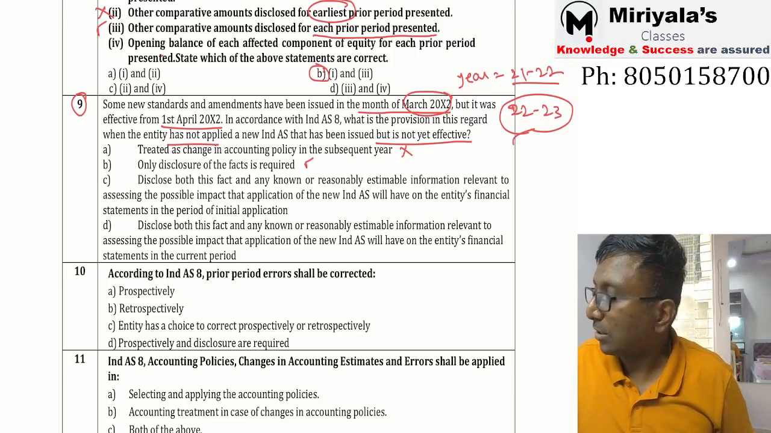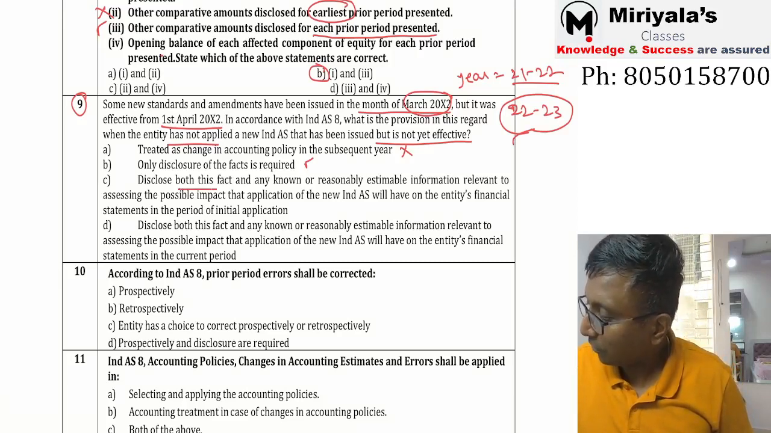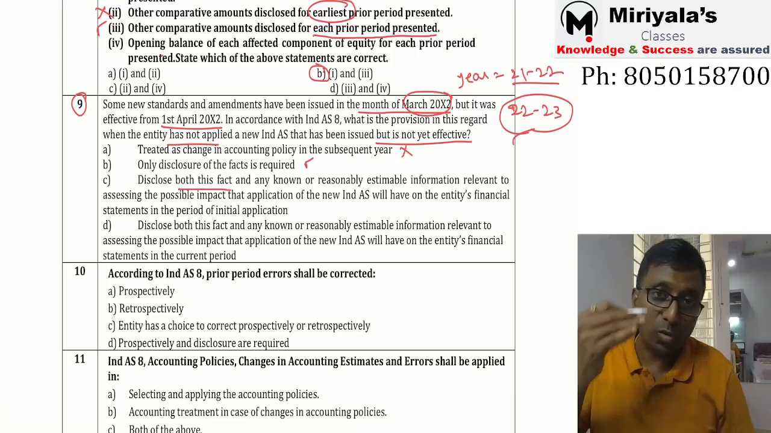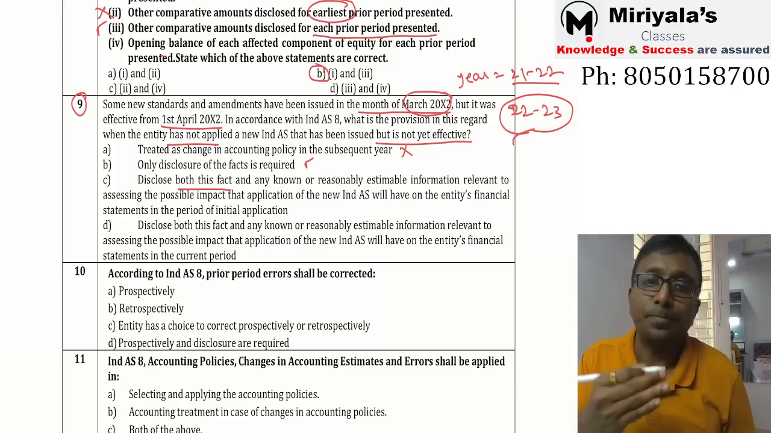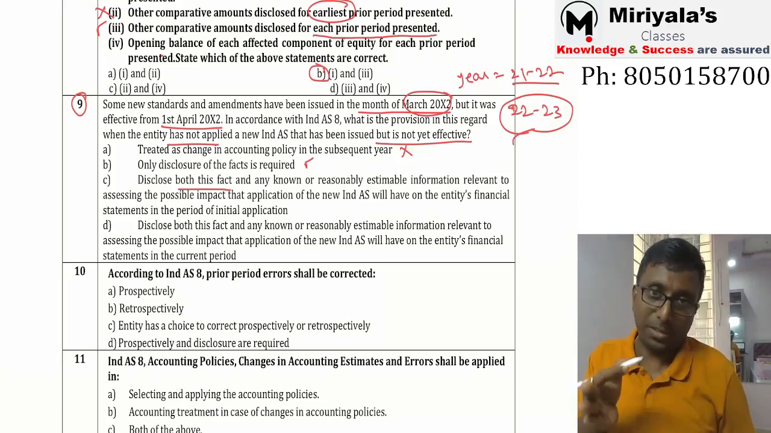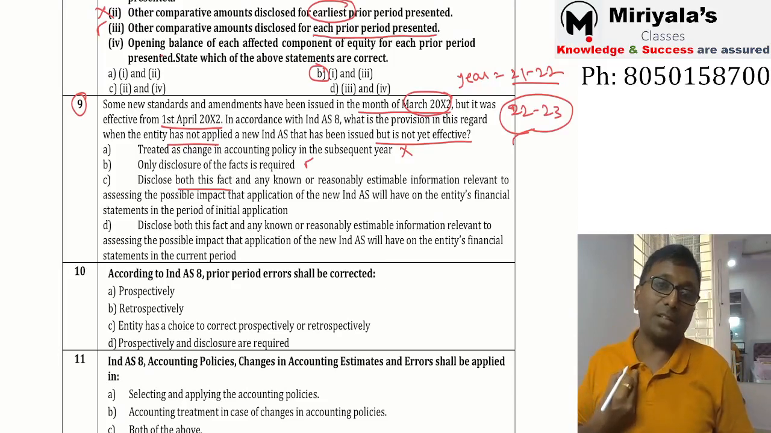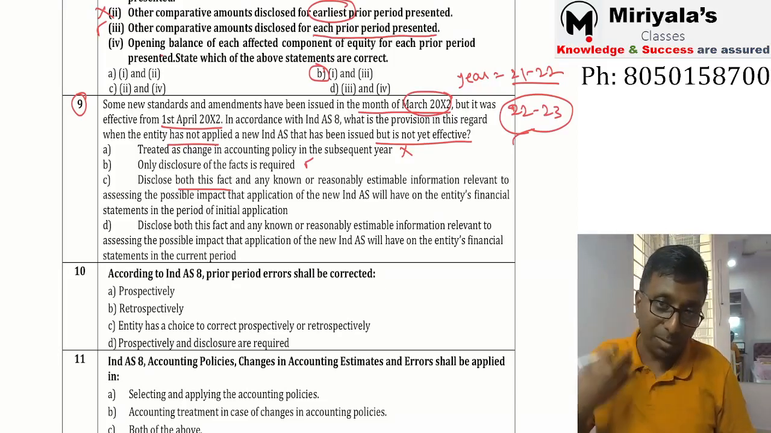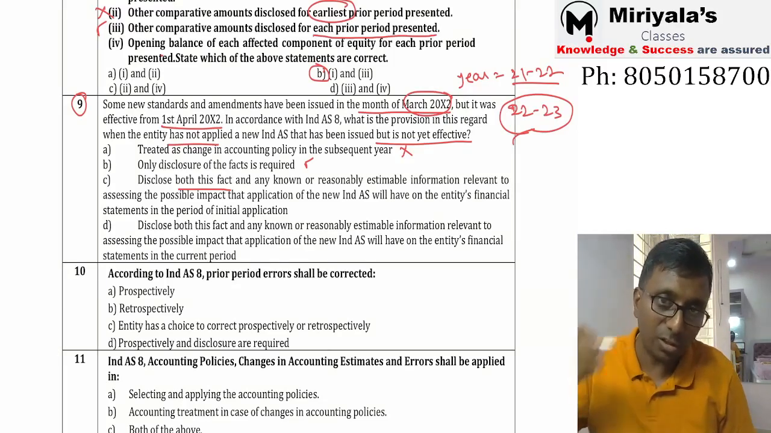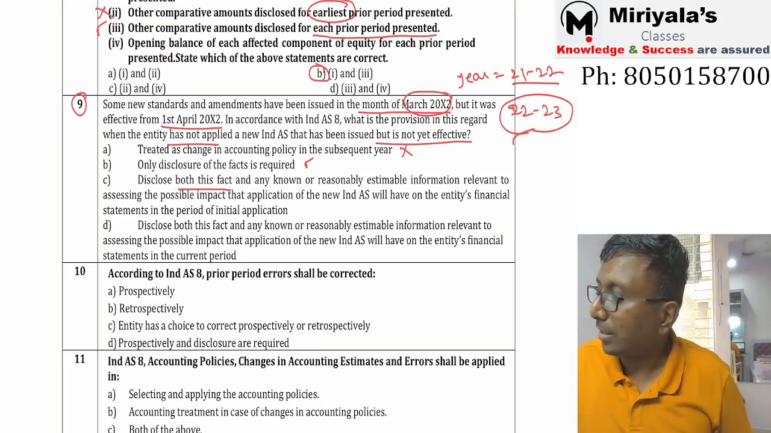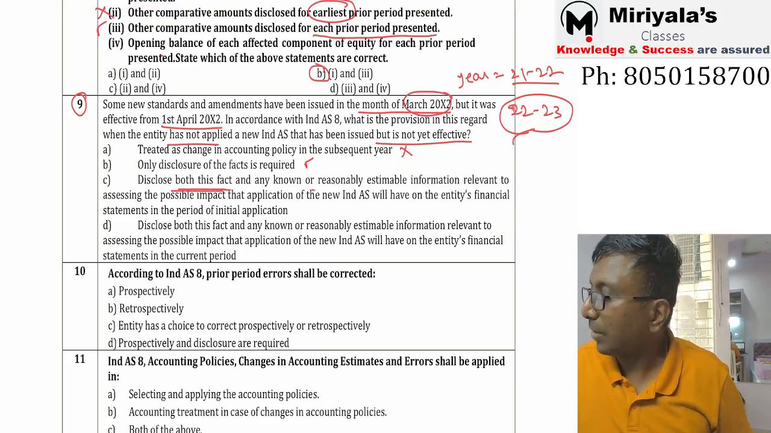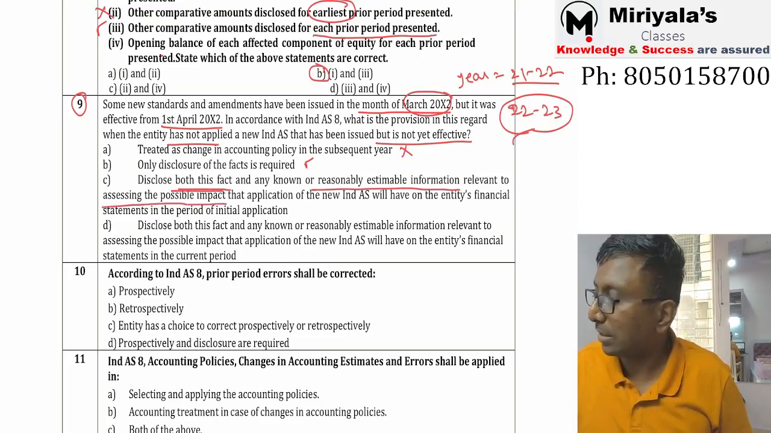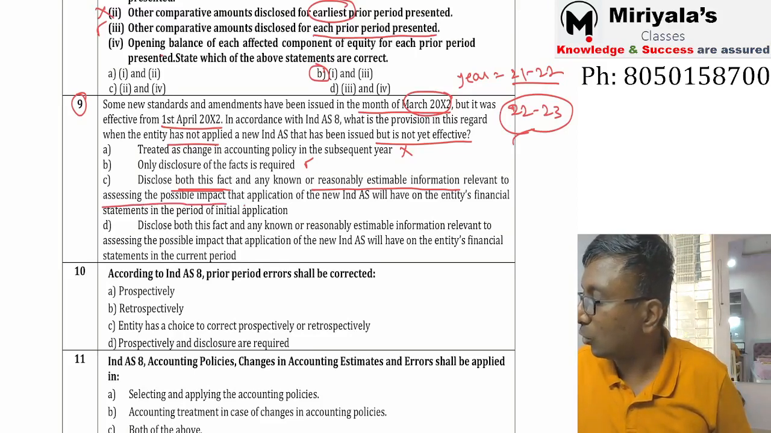Disclose both this fact and, yes, you have to tell both. What is the fact? So and so standard is coming out, this is what the amendment is, and what is the impact on my financial statements for the next year? That also you are supposed to give. Read that: disclose both this fact and any known or reasonably estimated information relevant to assessing the possible impact that application of the new Ind AS will have on the entity's financial statements.